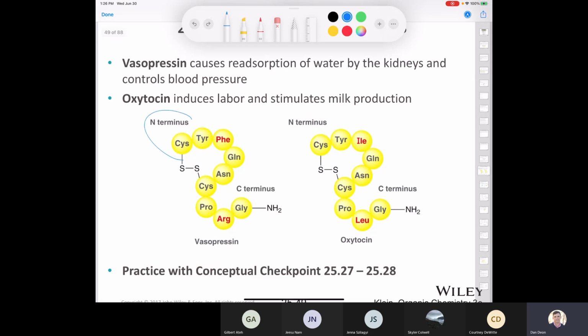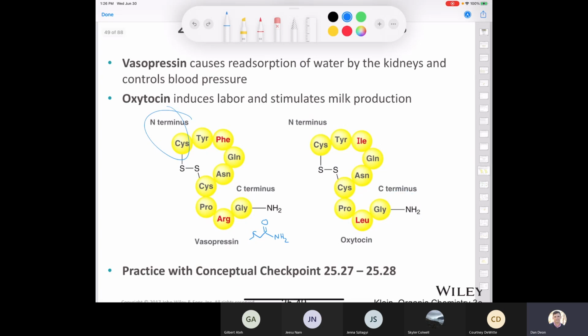And this is the N terminus over here where the cysteine is. But the glycine here, you see that it says NH2. What that means is that glycine would normally end like this, right? It would end with the C terminus being a carboxyl. But since they've gone deliberately and written NH2, that means that it's actually a primary amide like that on the end. And the same thing for oxytocin, which induces labor and stimulates milk production.